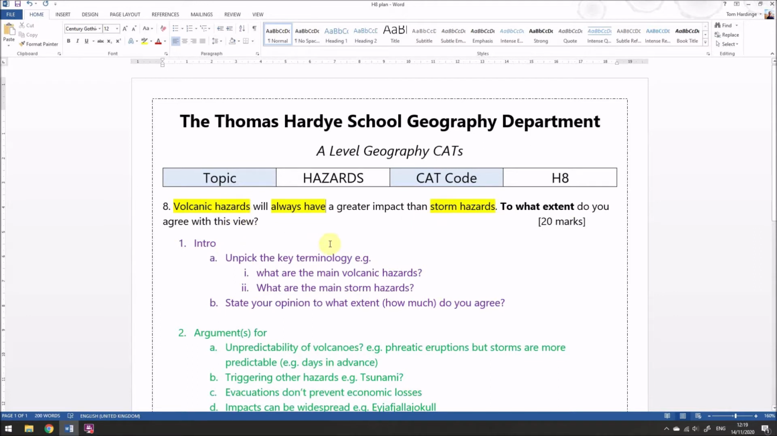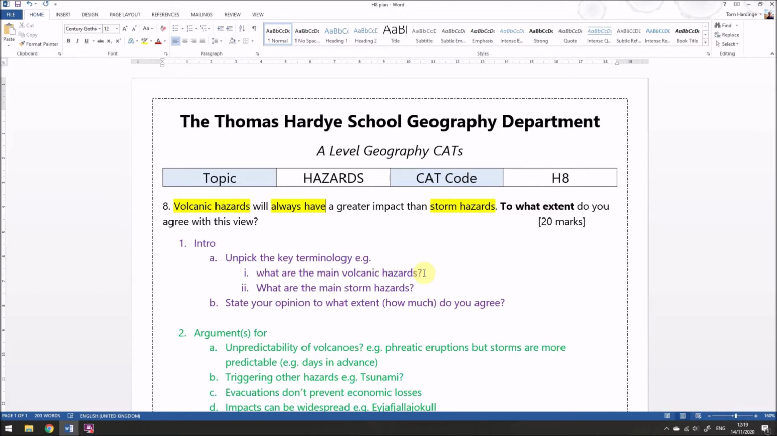So if we think about a logical structure to answer this question, within our introduction, we want to make sure that we're unpicking some of the key terminology. So for example, what are the main volcanic hazards we associate with eruptions? What are the main storm hazards that we associate with tropical storms? So give a brief outline of the sorts of hazards that occur, and then go on to state your opinion about the extent to which or how much you agree with that view.